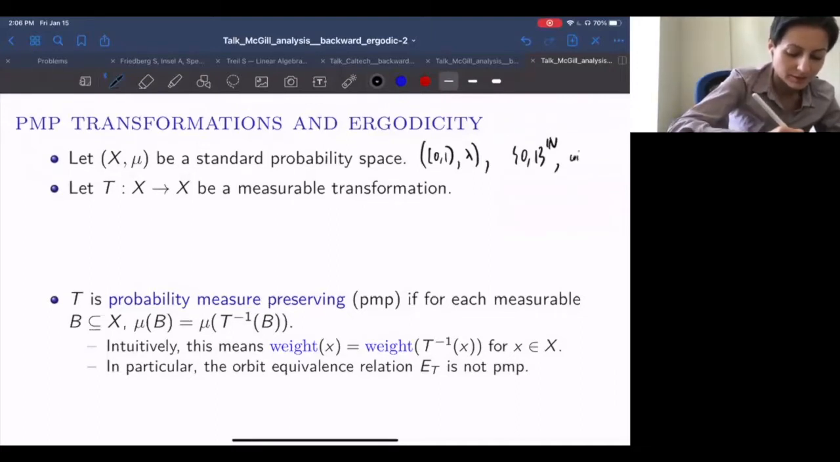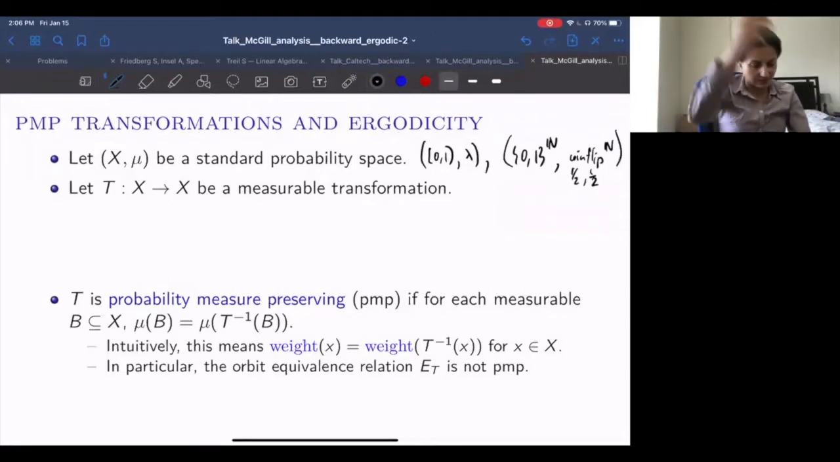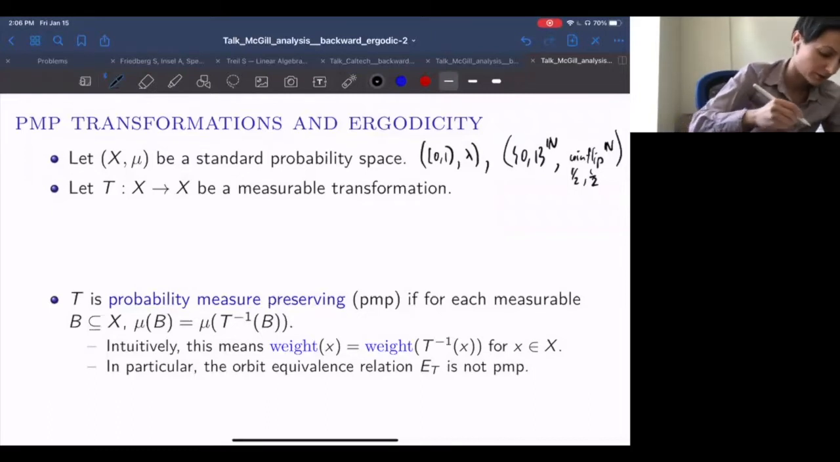So say coin flip to the n. Same coin flip, say 1/2, 1/2, to the n. So this is another standard Borel space, standard probability space. They're all isomorphic. The non-atomic ones are all isomorphic to each other.